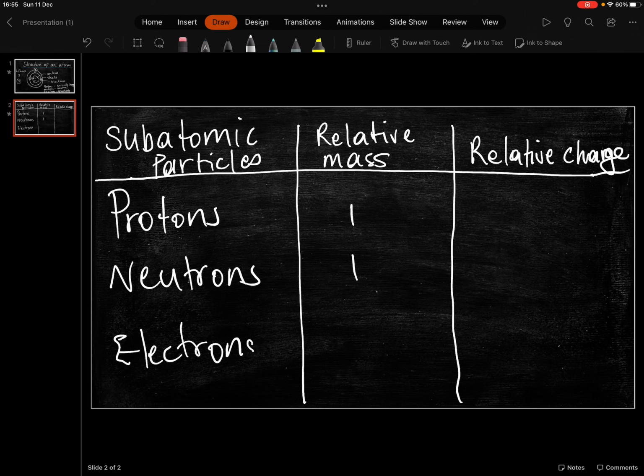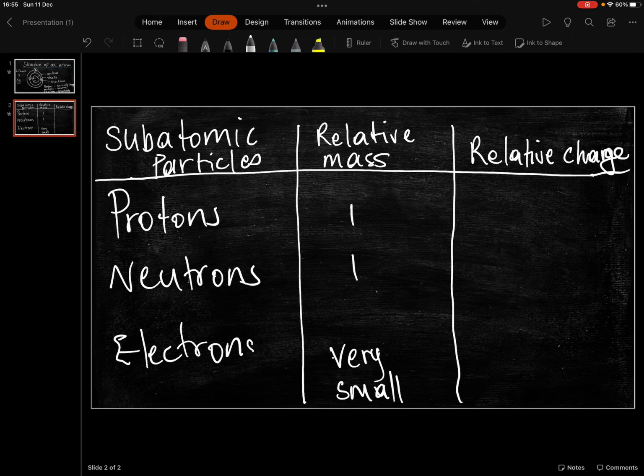Right? So the masses of the subatomic particles are very tiny. Instead of writing their actual masses in kilograms, we often use their relative masses. The relative mass of a proton is 1. And a particle with a relative mass smaller than 1 has less mass. Goes without saying there. So for electrons, instead of writing a number, because it's very small, we simply write very small.